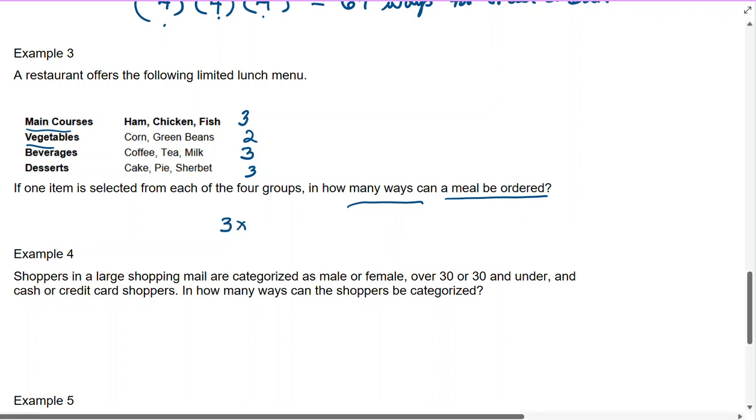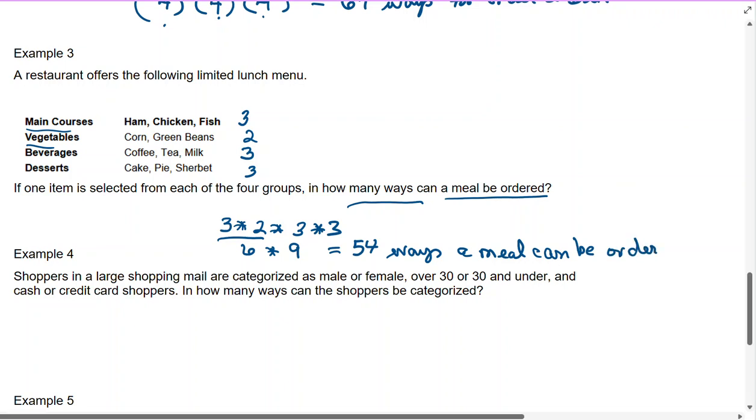All right. Shoppers in a large shopping mall are categorized as male or female, over 30 or under 30, cash or credit card. In how many ways can a shopper be categorized?